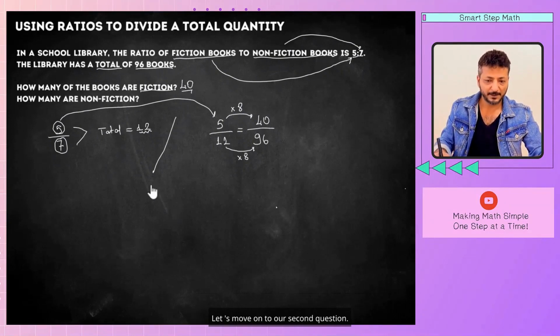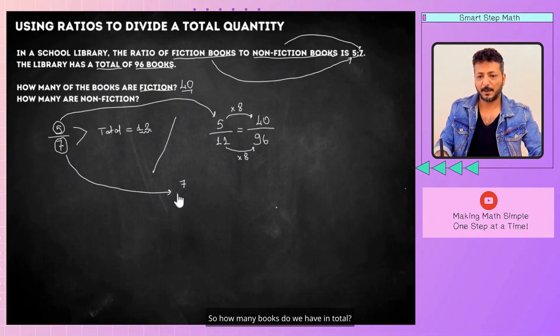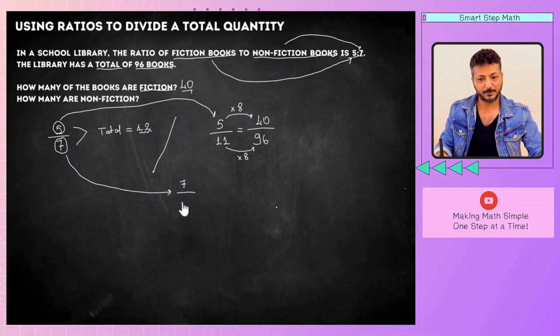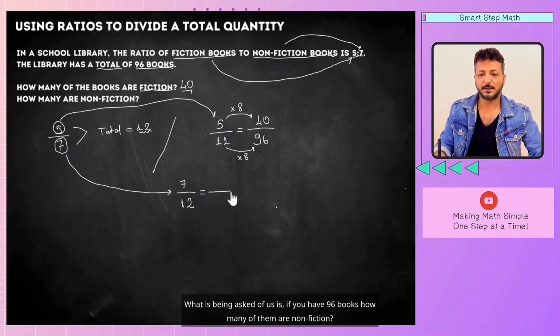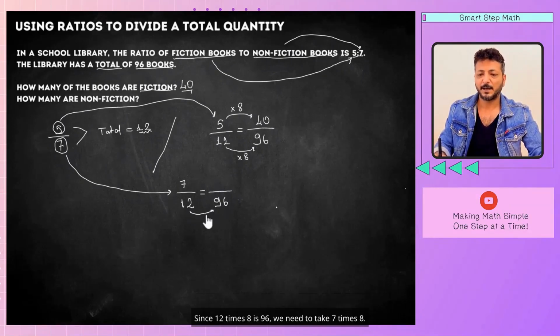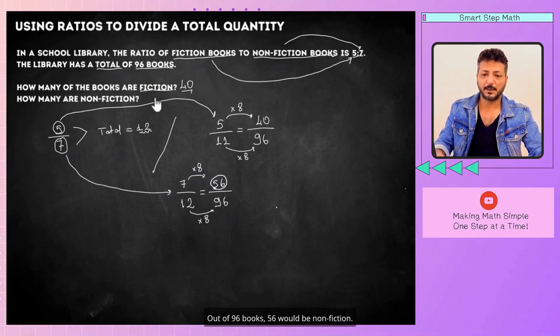Let's move on to our second question. How many non-fiction books do we have? 7. Okay, so how many books do we have in total? 12. The ratio of non-fiction books to all books is 7 out of 12. What is being asked of us is, you have 96 books, how many of them are non-fiction? Since 12 times 8 is 96, we need to take 7 times 8. 7 times 8 is 56. Out of 96 books, 56 would be non-fiction.